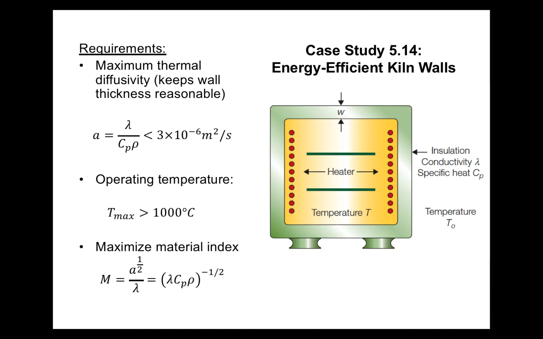So we have a kiln that's being used to heat up parts, and we have a heater, there's a temperature, there is insulation, and so we're specifically interested in this insulating material. If you go through and you read the case study, it provides you with the constraints and the objective function.